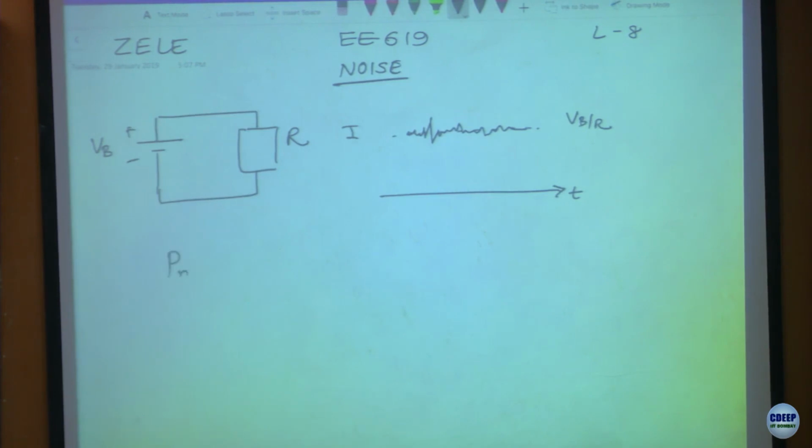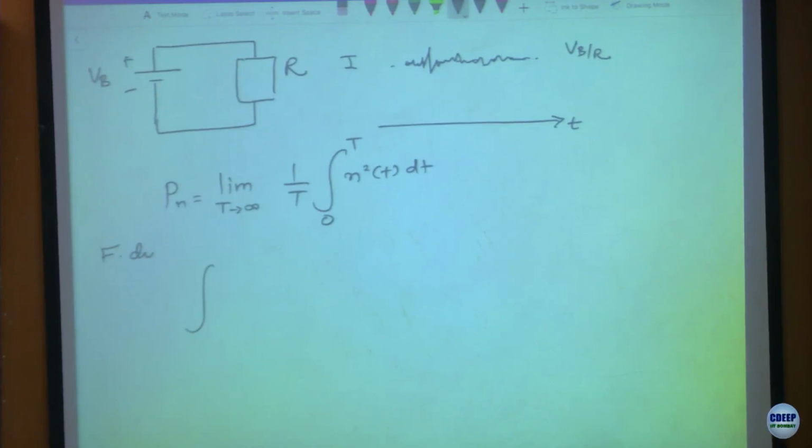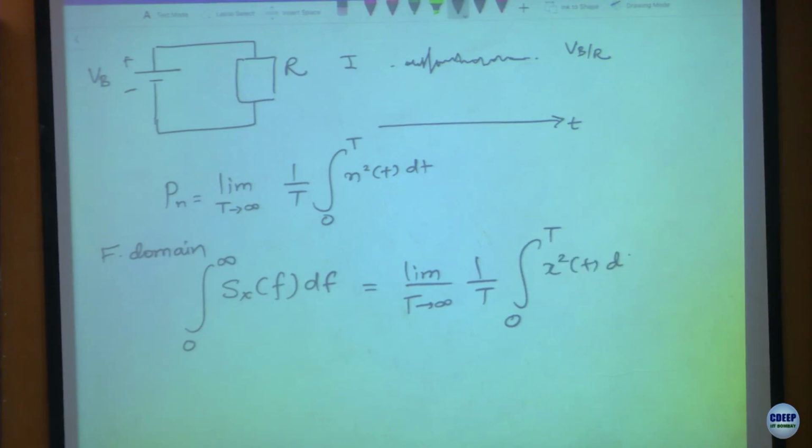And the average power of the noise is given by limit T goes to infinity, 1 over T integral from 0 to T of n squared(t) dt, okay? So T should be long enough to capture the lowest frequency content that you are interested in, okay? And in the frequency domain, from zero to infinity, this is your S_x(f) df, which is again the same: limit T goes to infinity, 1 over T integral 0 to T of x squared(t) dt. That's the way you are writing. So this part is called power spectral density of x(t).